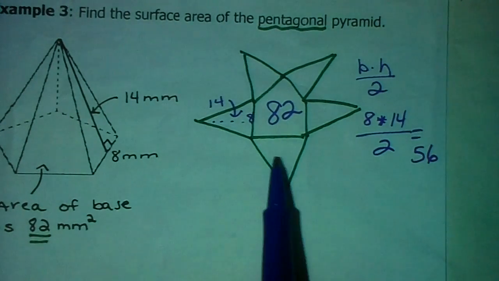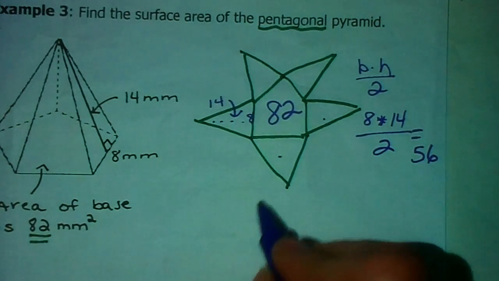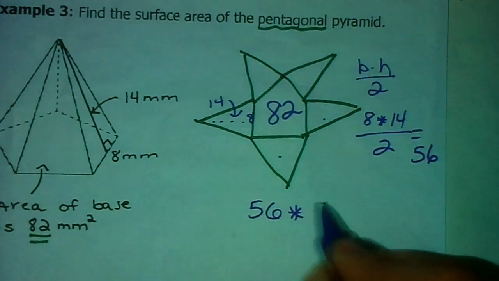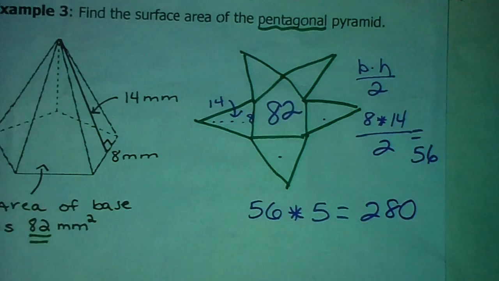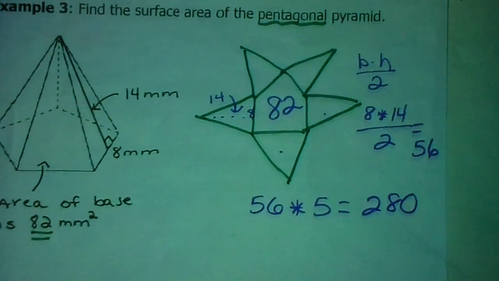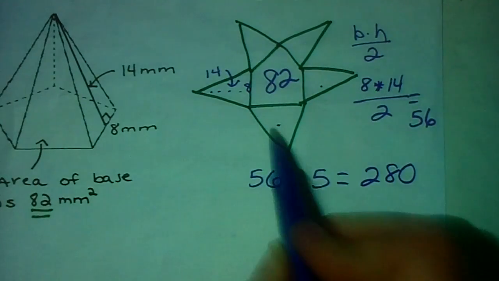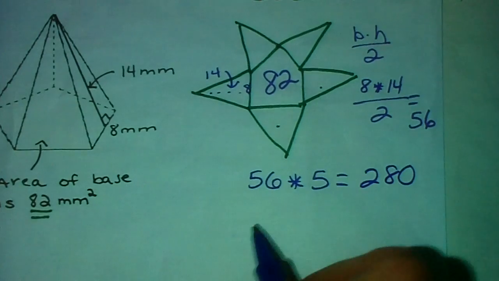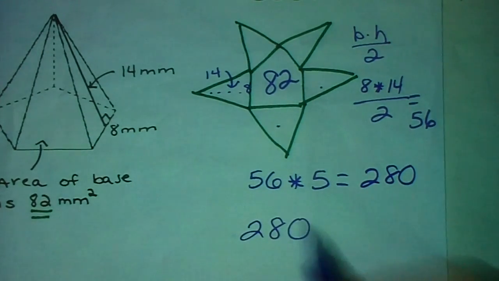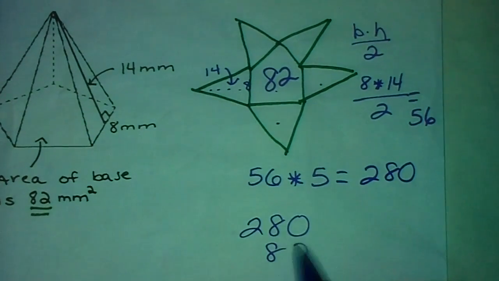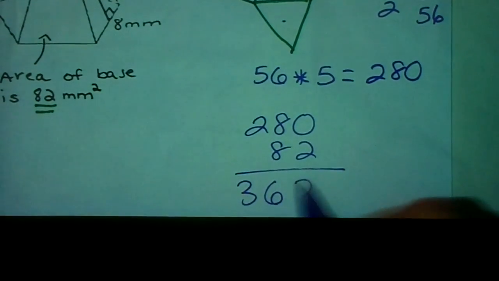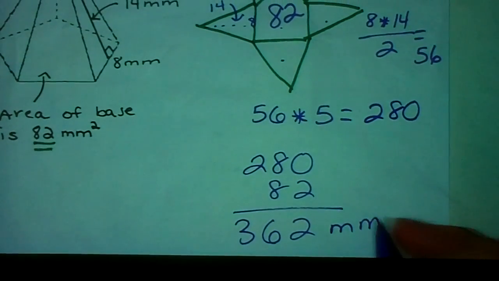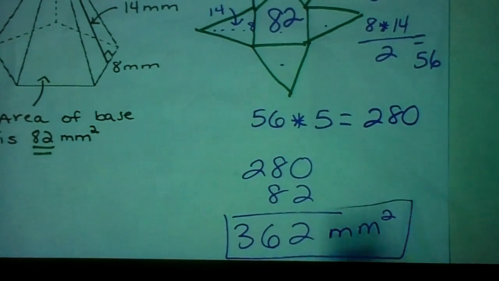And I have 5 of those. Each of these is 56. So I could just do 56 times 5 to give me the area of all the triangles. That would be 280. Or you could line up 5 56s if you wanted. We need the 5 triangles and the original pentagon. So I'm going to take the 280 from the triangles plus the 82 from the pentagon. I'm going to add these up and I get 362 millimeters squared. We will see you tomorrow.